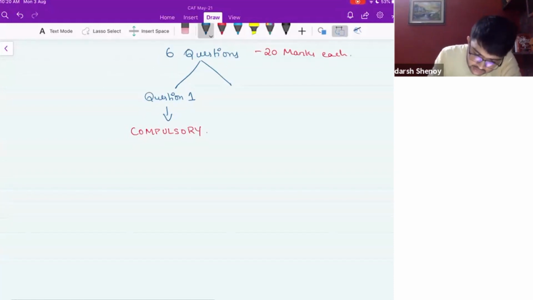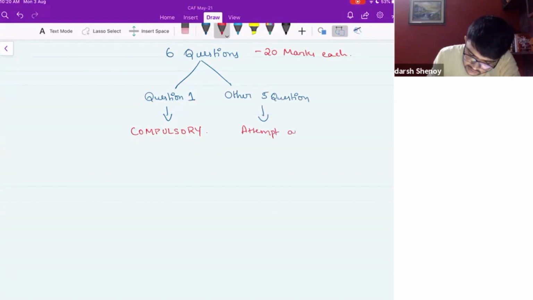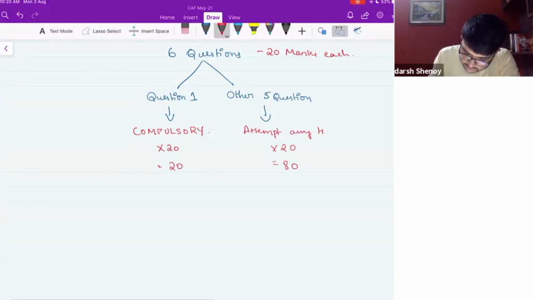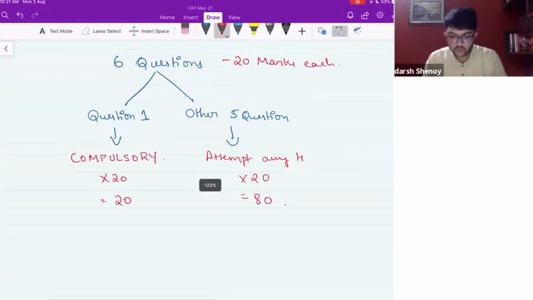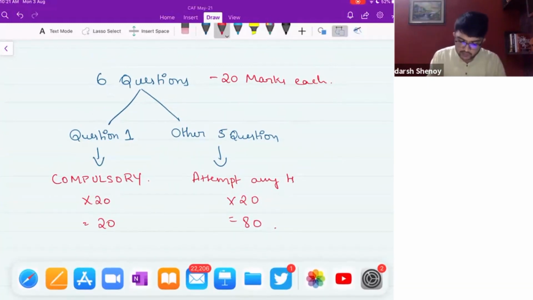Then you have the other 5 questions. Out of the other 5 questions, you have to attempt any 4. So the compulsory question will be for 20 marks. If you attempt the other 4 questions, it will be 20 marks each again. So this is 20 and this is 80. So 100 marks. The total is 100 marks. So this is how our question paper is going to look from a broader view.